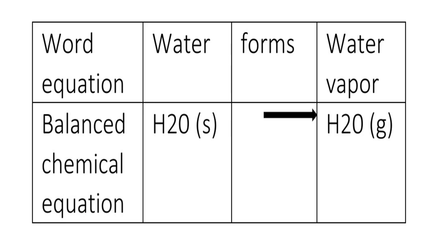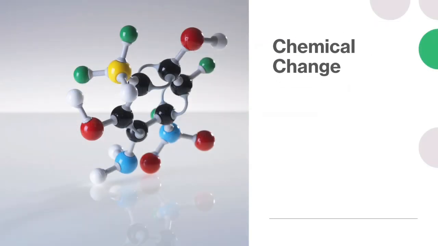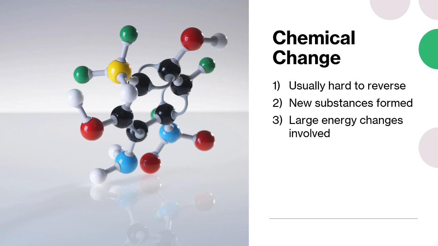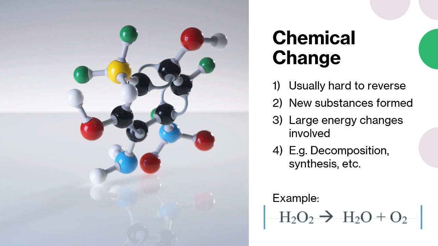Chemical change. 1. Usually hard to reverse. 2. New substances formed. 3. Large energy changes involved. 4. Decomposition, synthesis, burning, rotting, rusting. The particles stay the same but their arrangement changes. Example, decomposition of hydrogen peroxide.